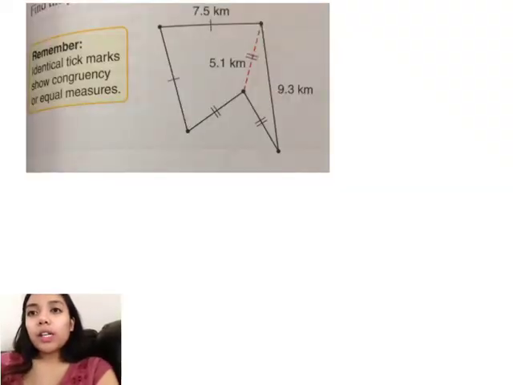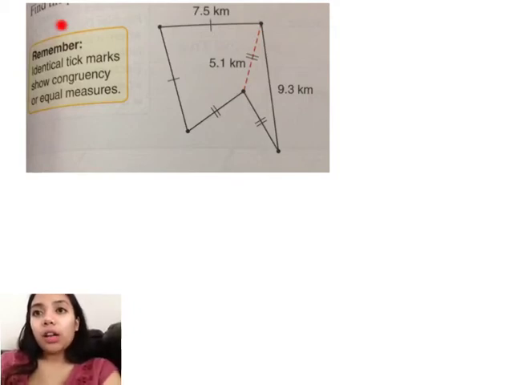Okay, so our next one is find the perimeter of this figure. Well, if you notice, it is a polygon. If you notice this little part right here, it says, remember, identical tick marks show congruency or equal measures. So this tells you that this and this are equal because they both have one tick mark.